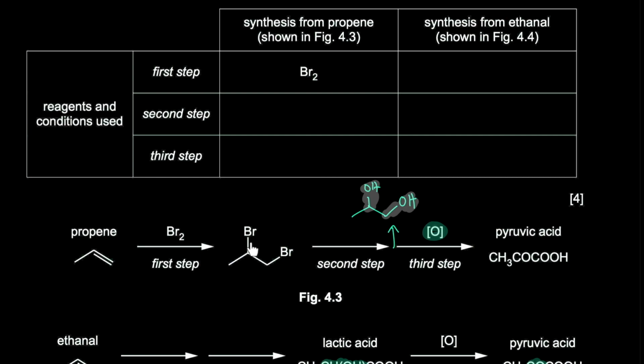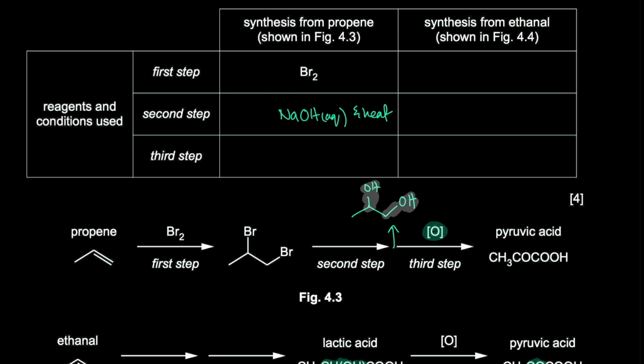We need to convert this dibromoalkane to a diol. So for that, we're going to use aqueous sodium hydroxide. This is hydrolysis of halogenoalkanes. The mechanism is nucleophilic substitution. We're going to use aqueous sodium hydroxide, and we heat.